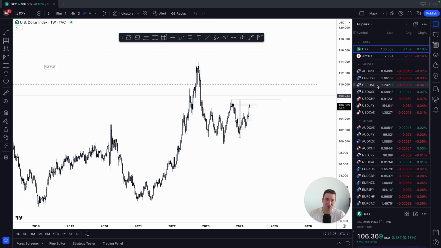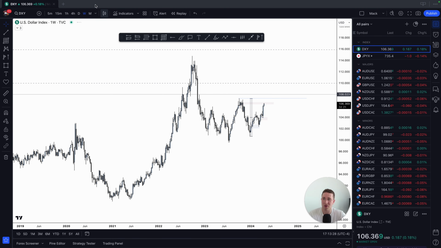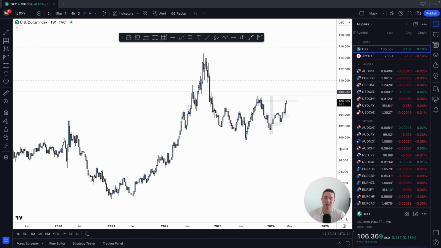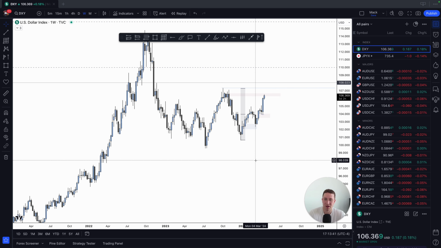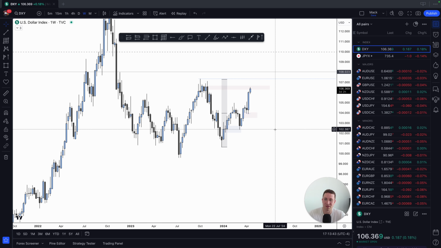So when I first get on the charts every single Sunday, I like to look at the weekly time frame because that gives me insight on where I think the market is going to go the next week, right? It also lets me reflect on the previous price action that has happened on the weekly for these currency pairs, right? But the first thing that I start with is the DXY.